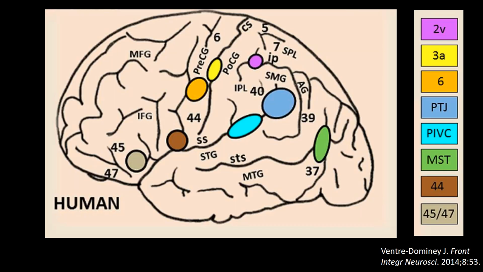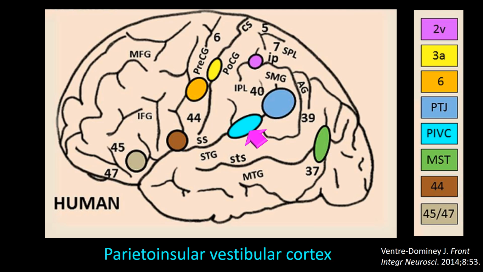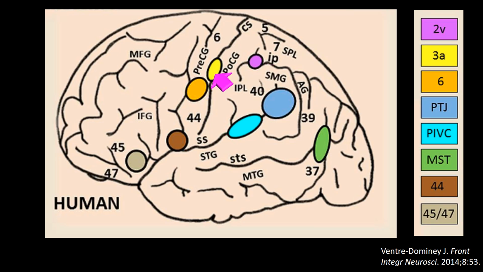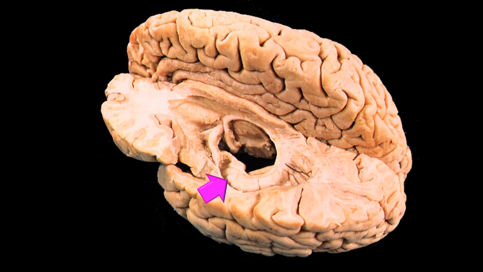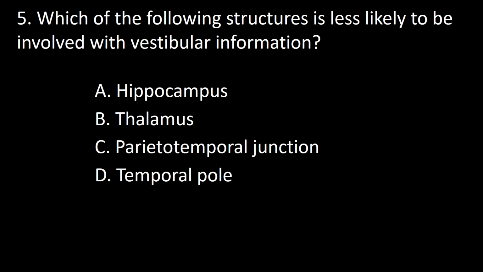Fact 3. There is no single isolated cortical area of the brain that deals with vestibular function or balance. Different cortical areas have been named by different authors, but all agree that vestibular cortical areas are scattered in the cerebral cortex. Most consistent areas named are the parietoinsular vestibular cortex, the parietotemporal junction, area 2v, and area 3a. The hippocampus has also been cited as housing vestibular neurons. So the answer to this question is D.